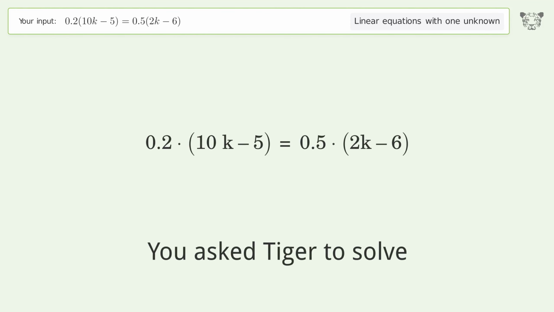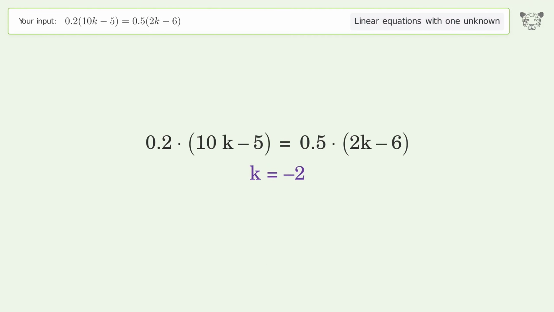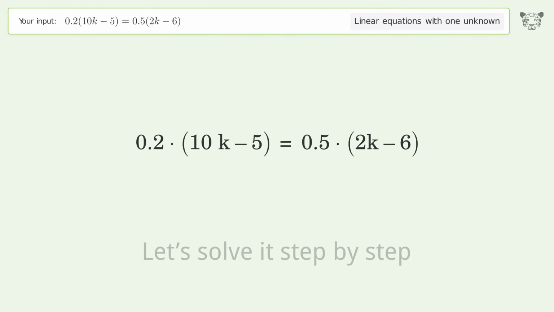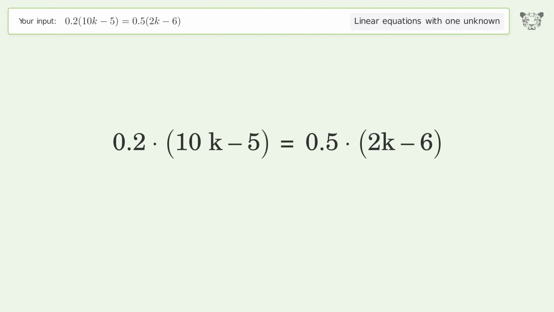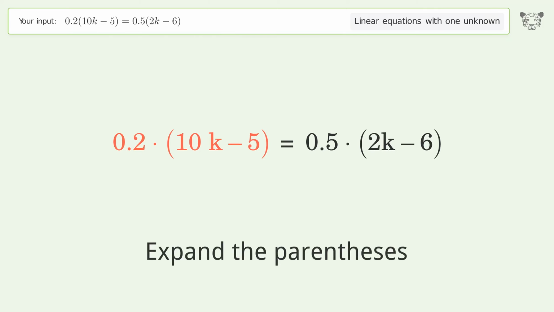You ask Tiger to solve. This deals with linear equations with one unknown. The final result is k equals -2. Let's solve it step by step. Simplify the expression. Expand the parentheses.